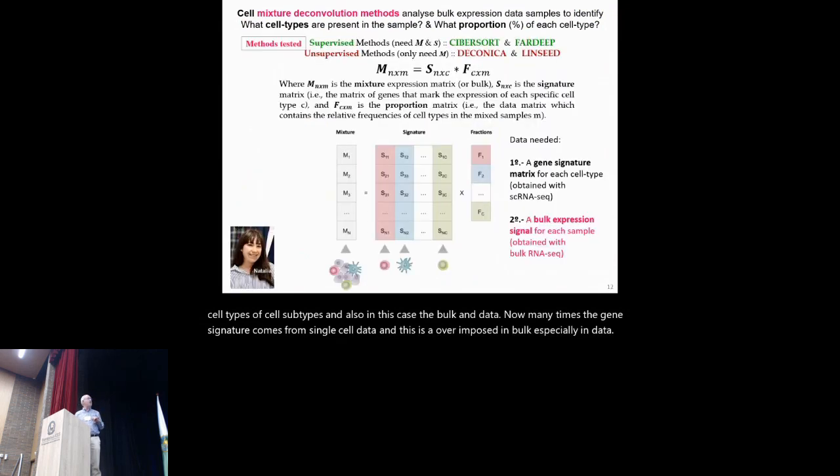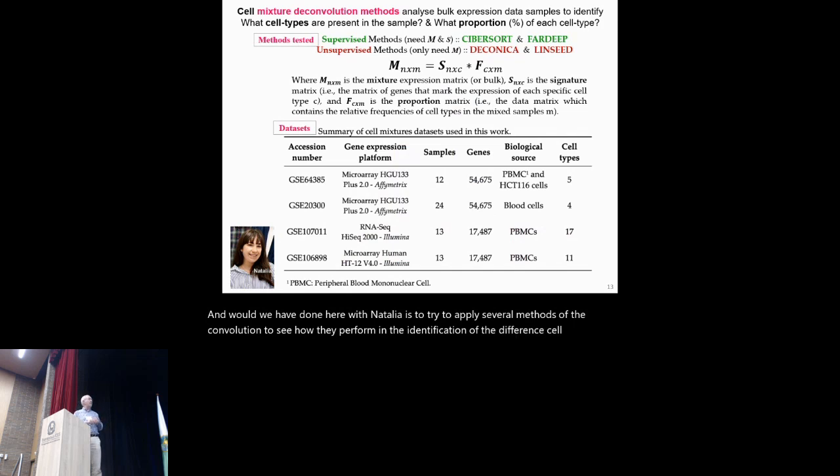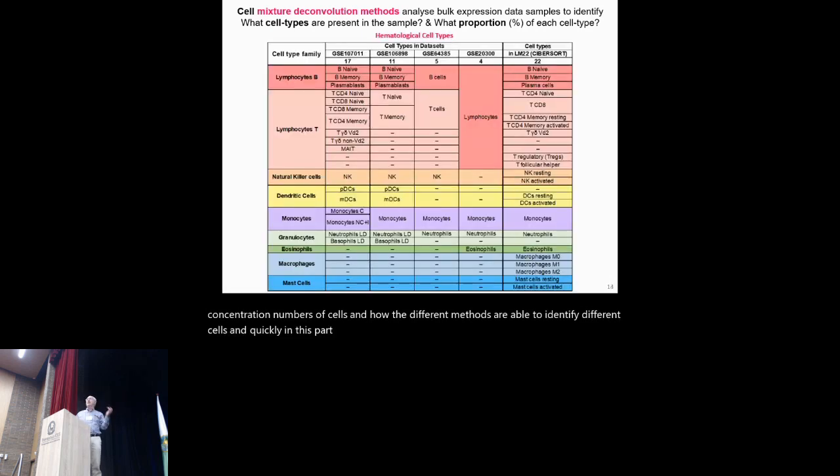And what we have done here with Natalia is to try to apply several methods of deconvolution to see how they perform in the identification of the different cell subtypes. And we have done this with PBMC data with these 4 data sets, and that we have different concentrated numbers of cells, and how the different methods are able to identify different cells. And quickly in this part, what I'm going to say is that the first challenge when we approach that is that the granularity of the different studies is very different.